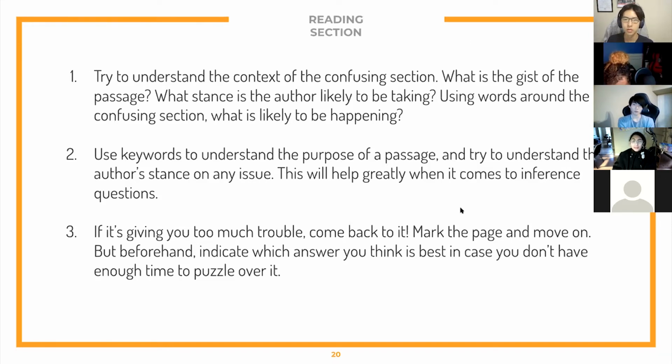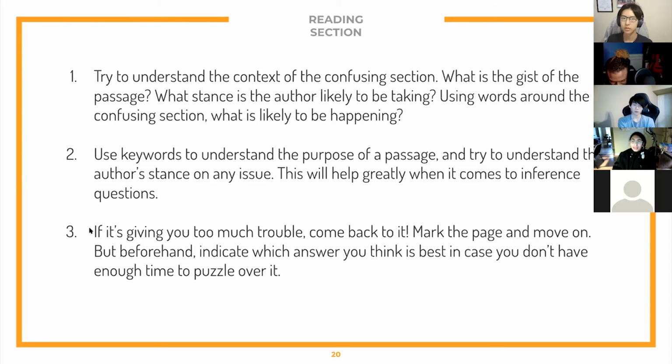So use keywords to try to understand the purpose of a passage and try to understand the author's stance on any issue. This is where your vocabulary and some of your idiomatic phrases that you may have learned over the course of the year come in. So this will help when it comes to inference questions.